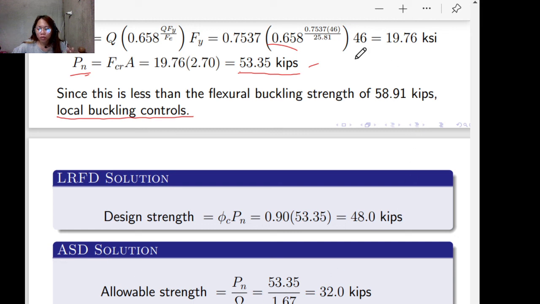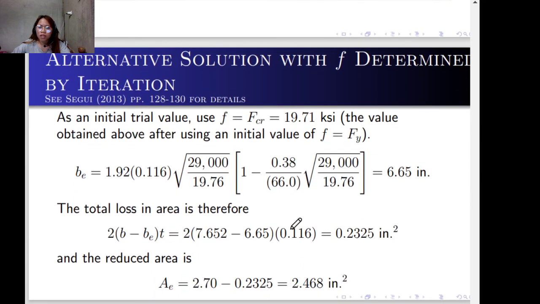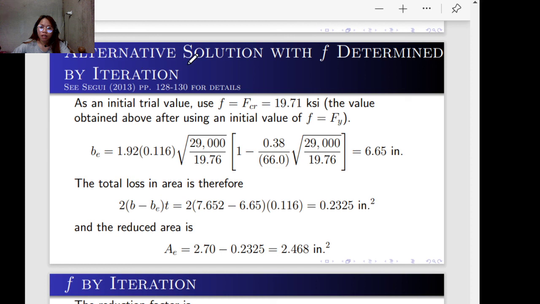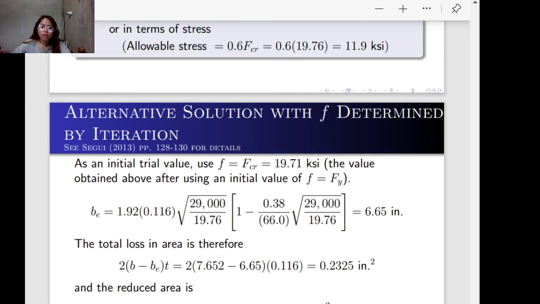First, you have to get the flexural buckling strength or the global buckling strength. Then also you have to check for the local buckling, no, using those provisions or conditions that were discussed. And next is the alternative solution with F determined by iteration. Okay, let's discuss this one.